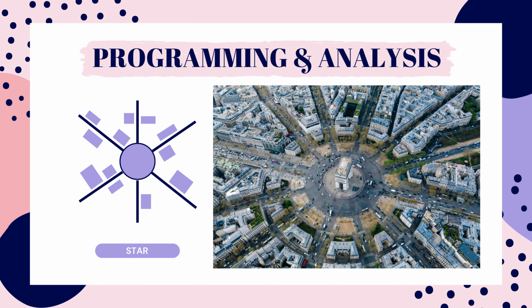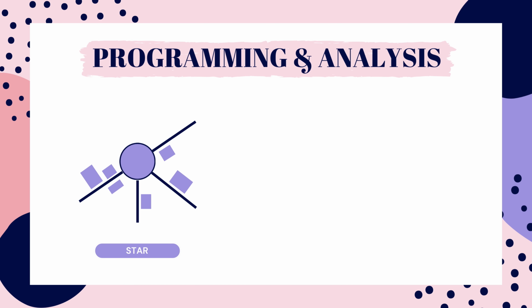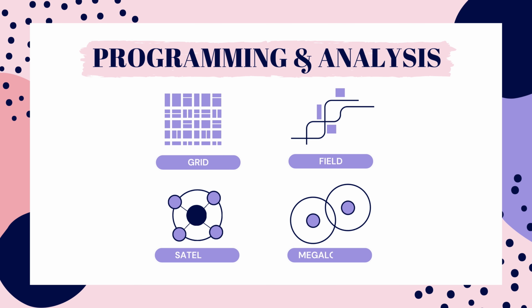Think of the Arc de Triomphe in Paris. It provides a clear, structured layout from which other areas extend. The grid pattern features streets intersecting at right angles, creating a network of perpendicular roads. It forms a series of intersecting streets similar to a chessboard. The field pattern generally involves a more organic and irregular layout without a clear direction or pattern. It typically lacks the defined central focus that we see in a star pattern.